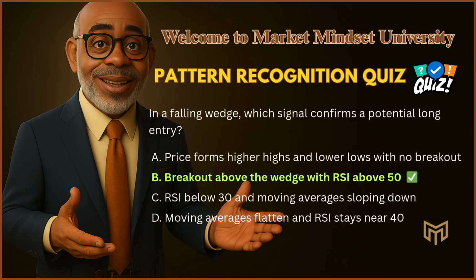The correct answer is B, breakout above the wedge with RSI above 50. When price breaks above a falling wedge while RSI holds above 50, traders often interpret this as a bullish confirmation supported by strengthening momentum. This combination may signal a potential trend reversal and possible upside continuation.